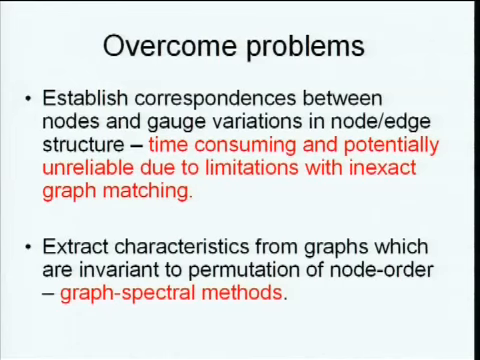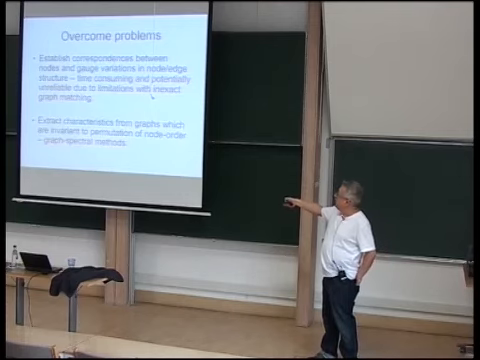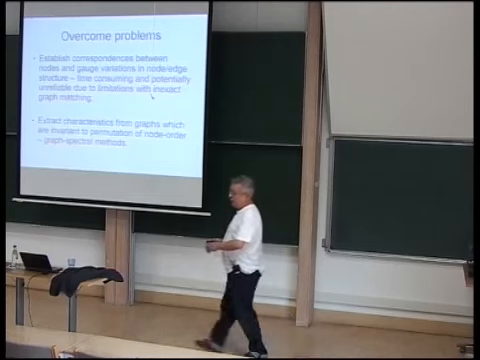So this just really summarizes what I said there. If we want to overcome the problems of graphs being non-vectorial, we can try to establish correspondences between nodes. This is in many ways a brute force solution to the problem that requires a lot of computation time. The alternative is to try to extract characteristics from graphs which are invariant to permutation of the node order, and in particular we can attempt to do this using graph spectral methods, and I'll give you a little bit of an insight into how the heat kernel provides us a convenient representation which we can use for this purpose.